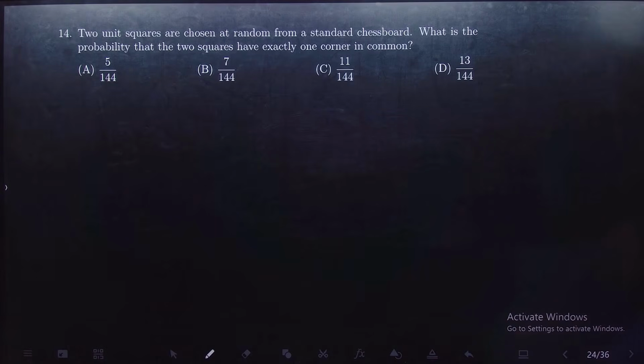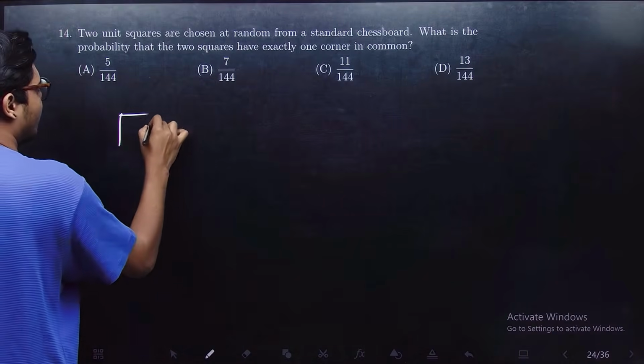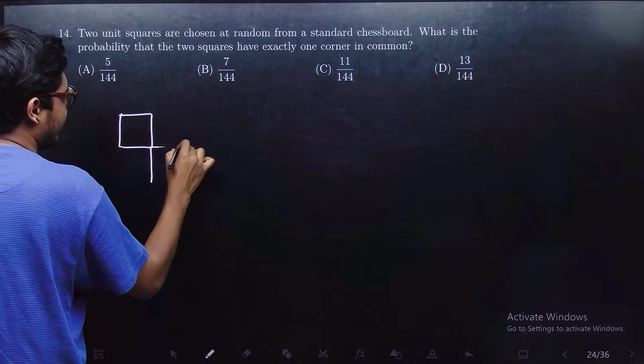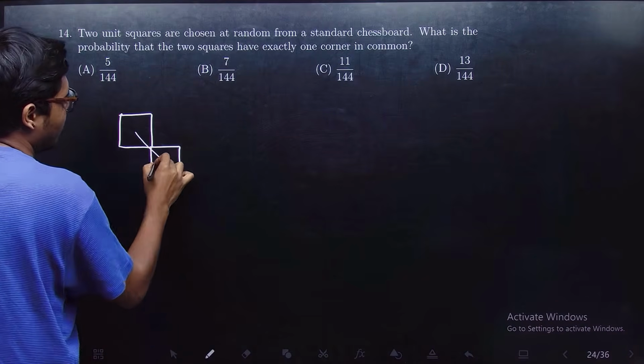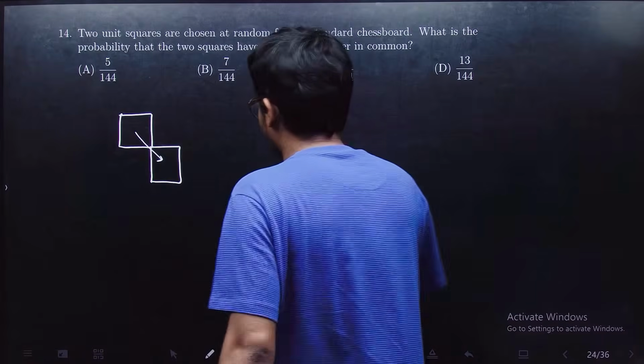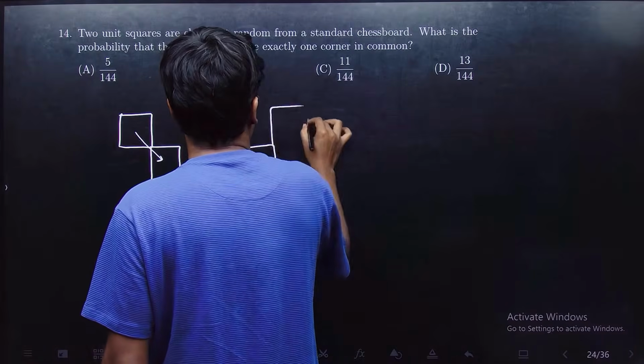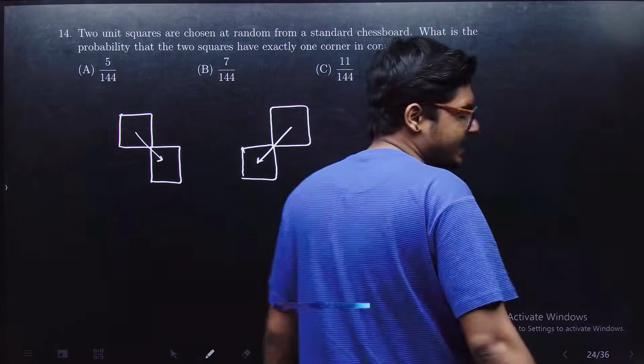So 2 unit squares are chosen randomly from a standard chessboard. What is the probability that 2 squares have exactly one corner in common? So one thing you need to understand, for 2 squares to have exactly one corner in common, they need to be diagonal squares, right? These are the only squares that share one corner in common, right? Either this orientation or it could also look like this, right? Something like so. These are the only squares you're looking for, right?